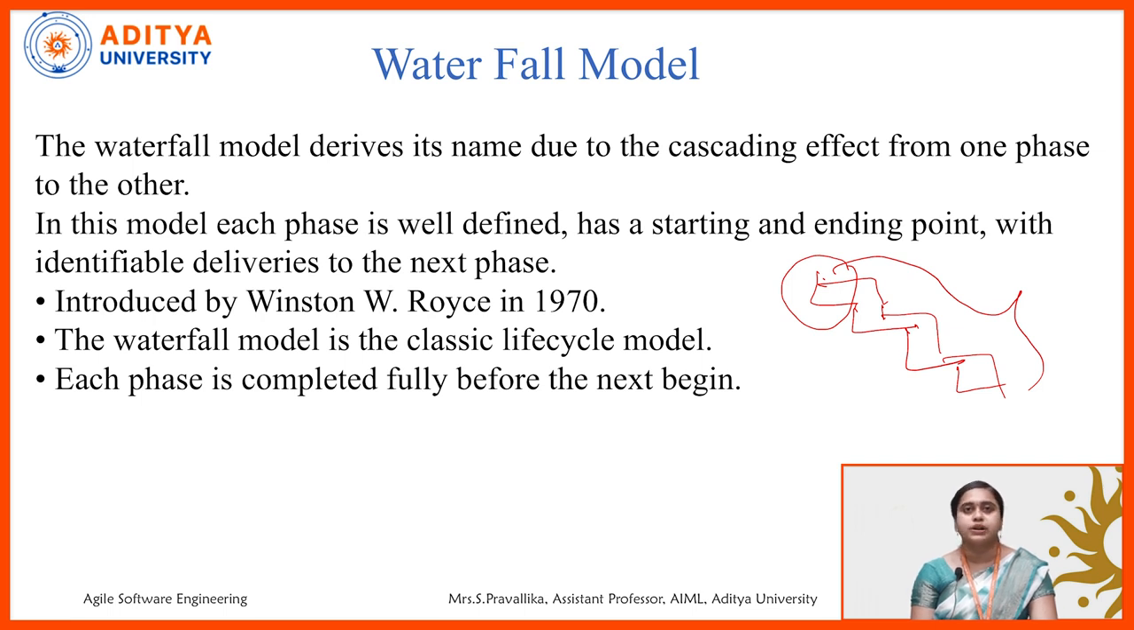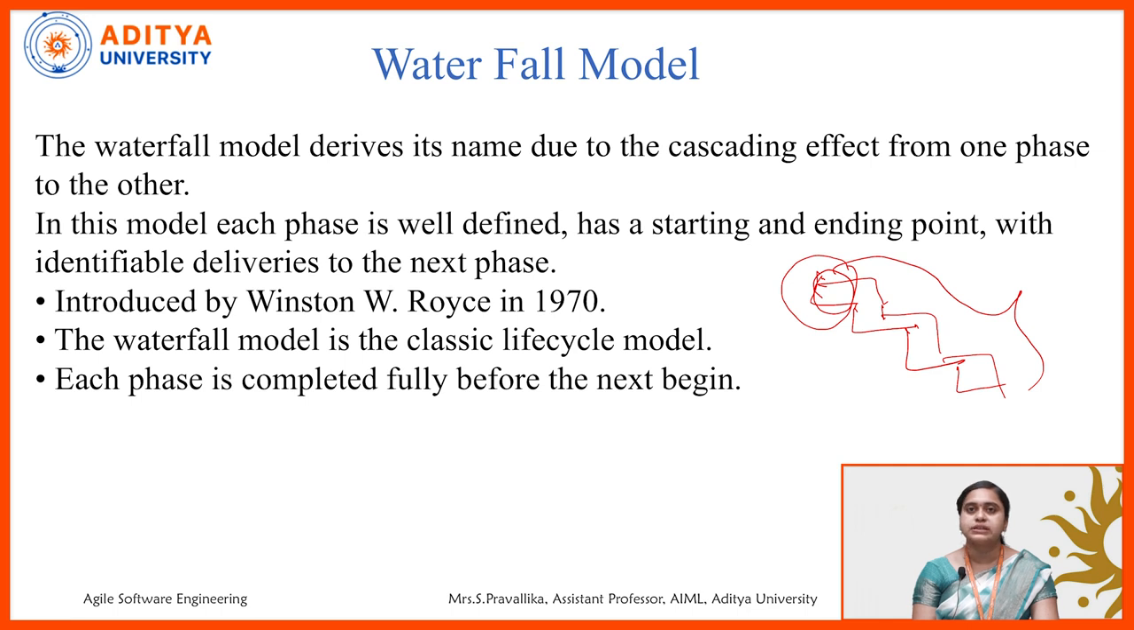Next point. In this model, each phase is well defined, with a starting and ending point and identifiable deliverables to the next phase. Every phase has a goal to be met and an identified deliverable. This waterfall model was introduced by Winston W. Royce in the year 1970.